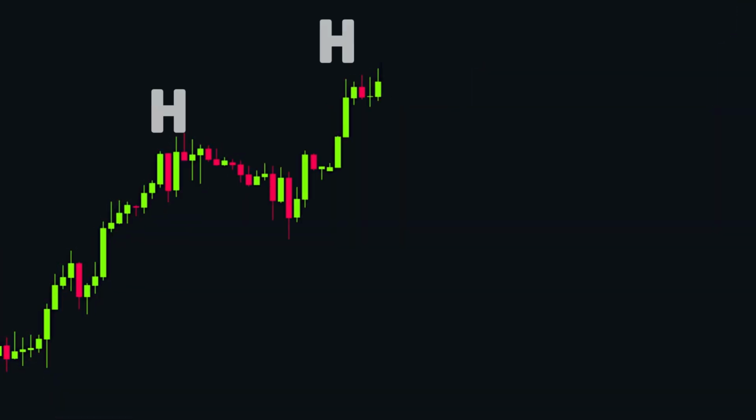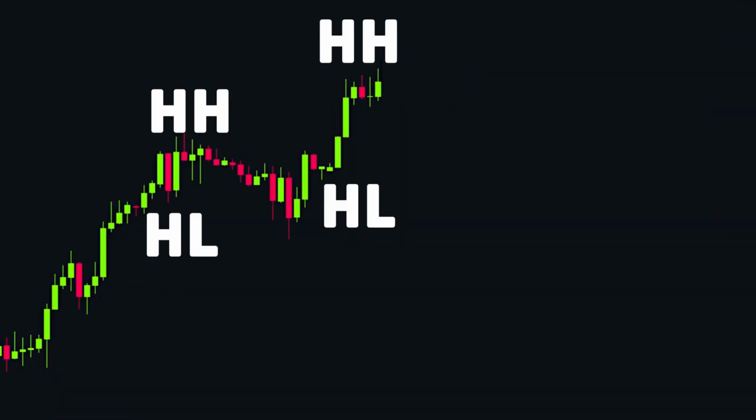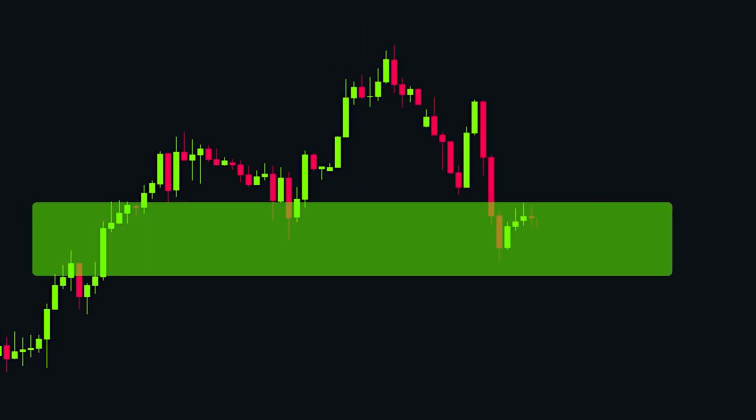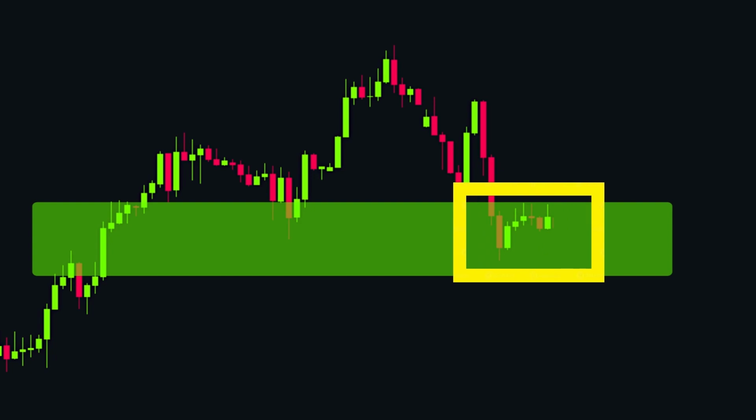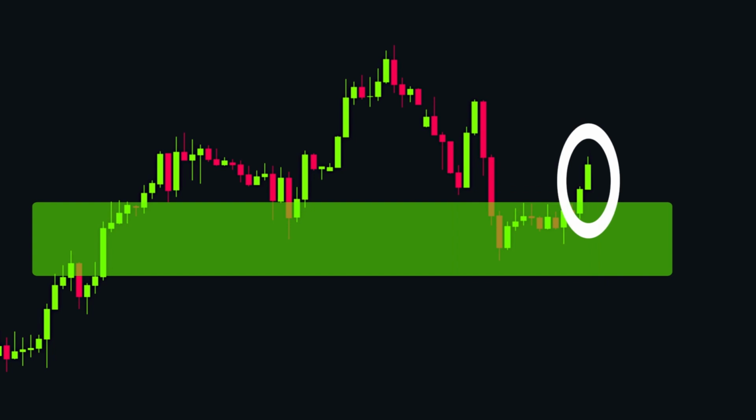So, here we have higher highs and higher lows, which indicates an uptrend. The price has made a support zone at this point. We can see that the price is coming back at this level. There are doji candles forming at this point. After that, price forms a bullish engulfing candle that engulfs its previous candle.